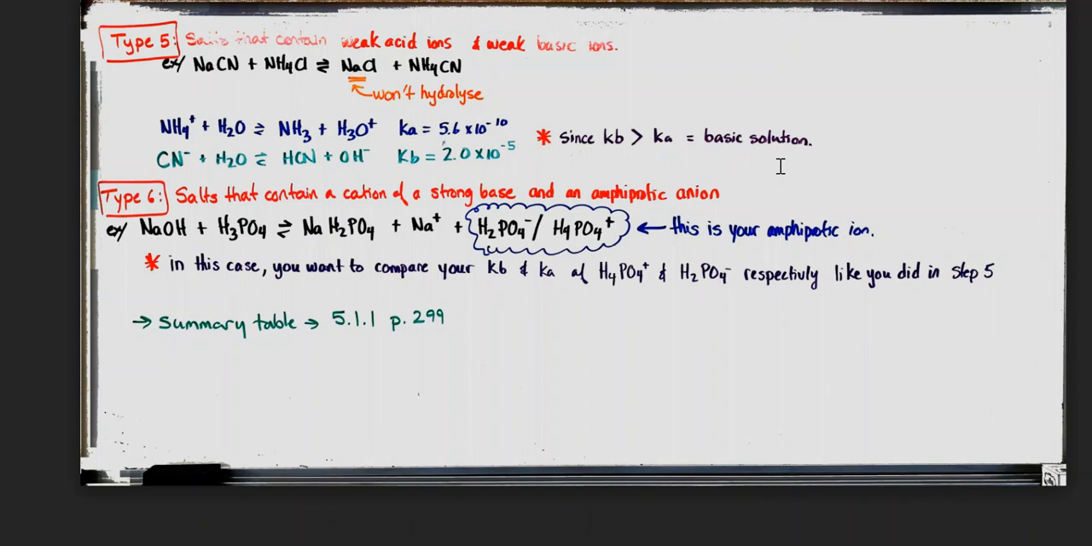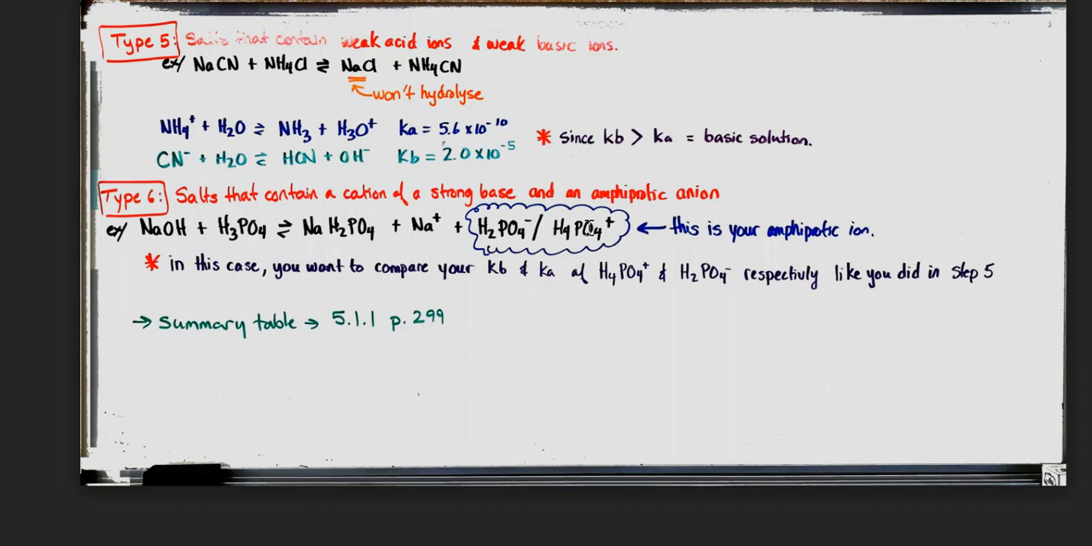And then salts that contain the cation of a strong base and an amphiprotic anion. Remember those amphiprotics, they can either accept or donate a proton. You've got to be aware of those here. They're generally these two and water. So you'll want to compare your Kb and Ka of these two, just like you did up in type 5, and see which one's larger. Whichever one is larger will tell you if it's acidic or basic.